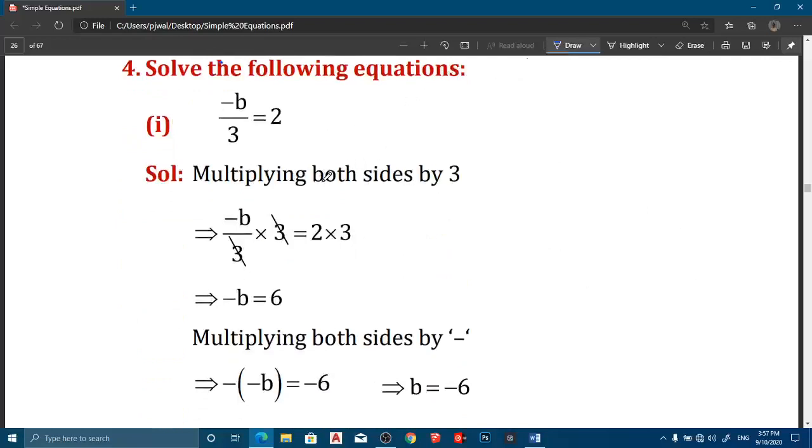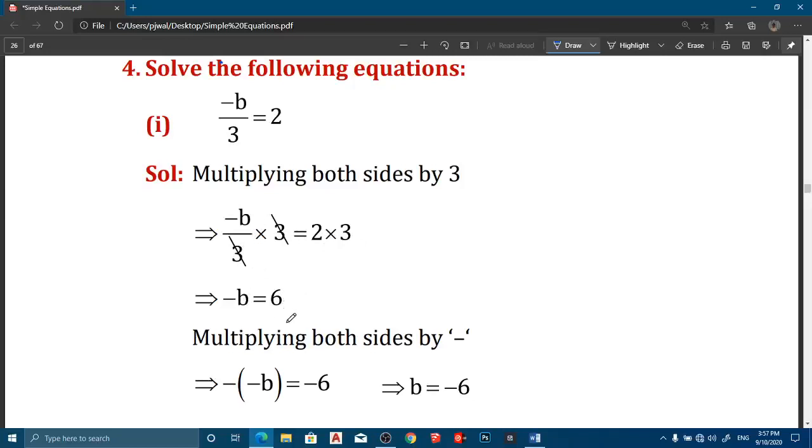So now here also we have to use the same method. So minus b, we want the b value. So to remove this divide by 3, we have to multiply both the sides with 3 here. So 3 gets cancelled here. Here 2 3s are 6. Since you are multiplying on the left side, you have to multiply with 3 on the right side also. So therefore minus b is equal to 6.